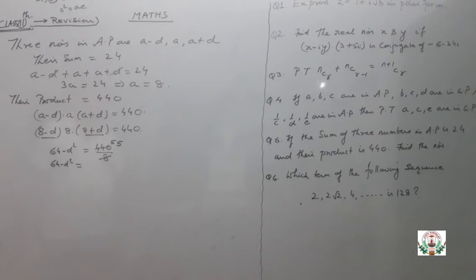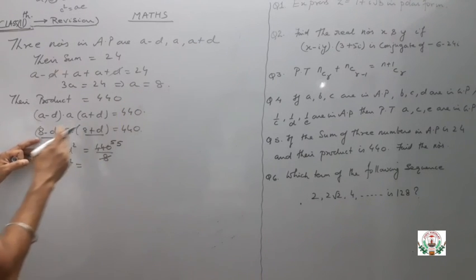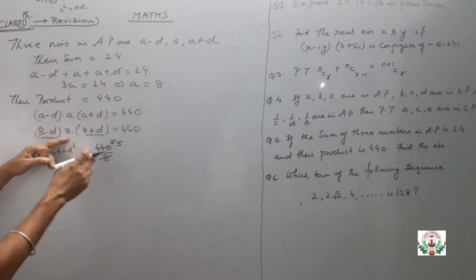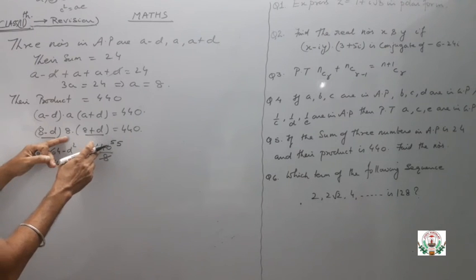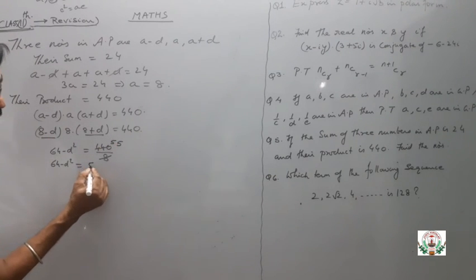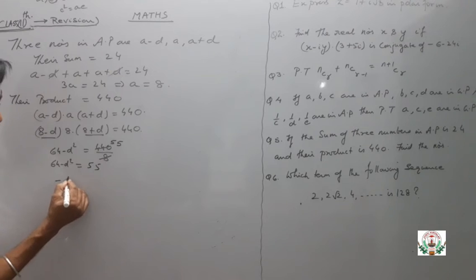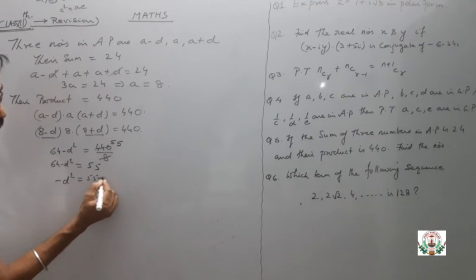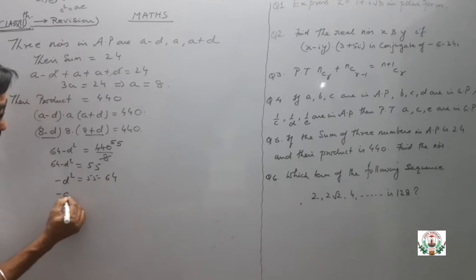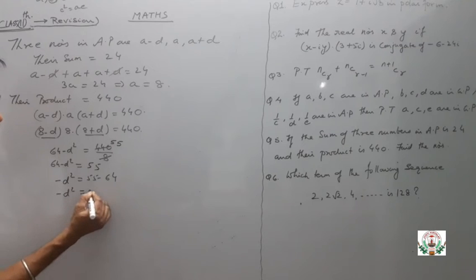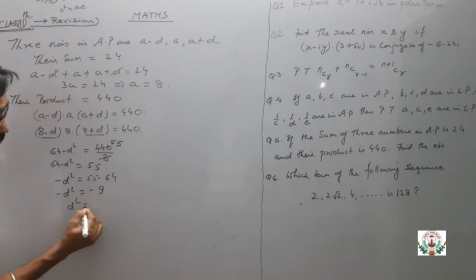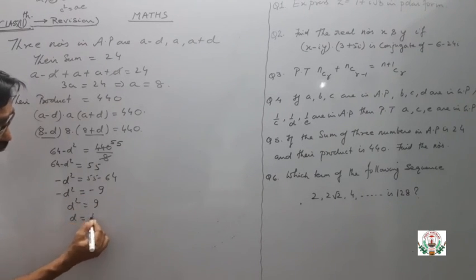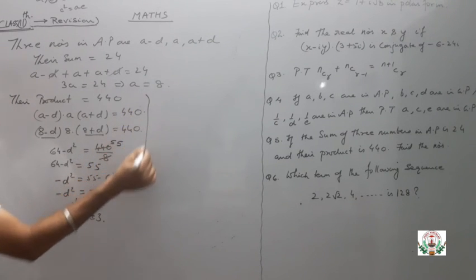Their product is given 440. So a is 8, minus d, 64 minus d square, 8 5s are 40, and 440 divided by 8 is 55. Now minus d square equals 55 minus 64. Minus d square is equal to minus 9. d square equals 9. So d is equal to plus minus 3.